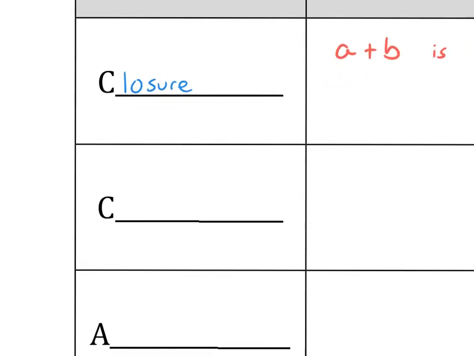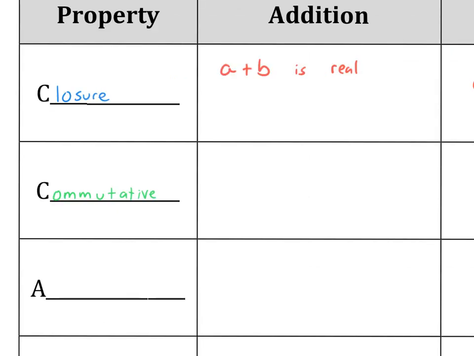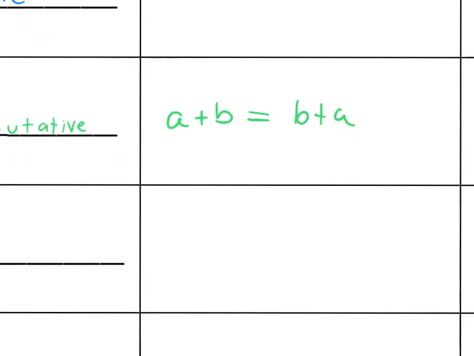Next one. You might remember this one. It's the more common of them. It has a special spelling, so beware. It's not commutative, it's commutative. The commutative property of addition says this: if you have A plus B, you can also say B plus A. Back and forth. I can move those back and forth.